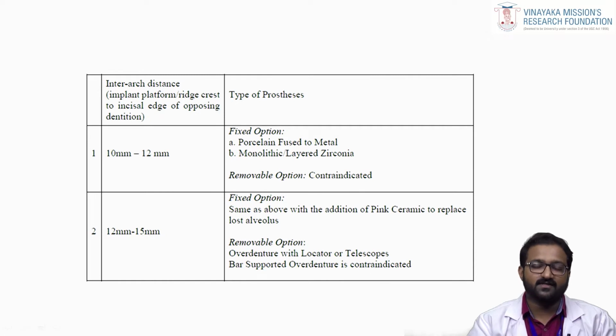So there is always a chance of chipping or failure of your prosthesis. Suppose the patient has 12 to 15 mm of inter-arch space. Under the fixed option, you can go for FP1, 2 and 3. Under the removable option, you can go for an overdenture with a locator. The bar supported overdenture is contraindicated here, because a bar supported overdenture requires more inter-arch space.